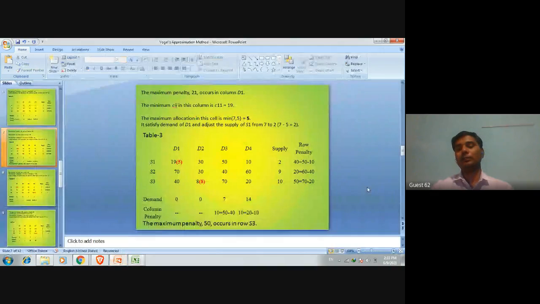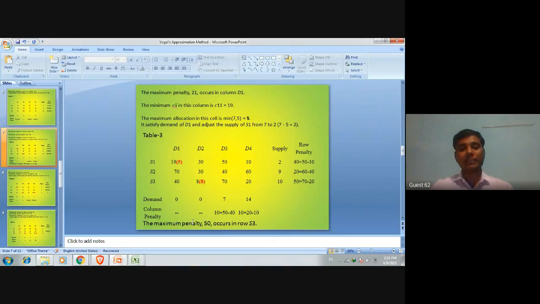Look at this slide. Here 40 is the penalty for row 1, 20 is the penalty for row 2, 50 is the penalty for row 3. In the first column, there is no need. In the second column, there is also no need. And in column D3, the penalty is 10, that is 50 minus 40. And for column D4, here also 20 minus 10, that is 10.